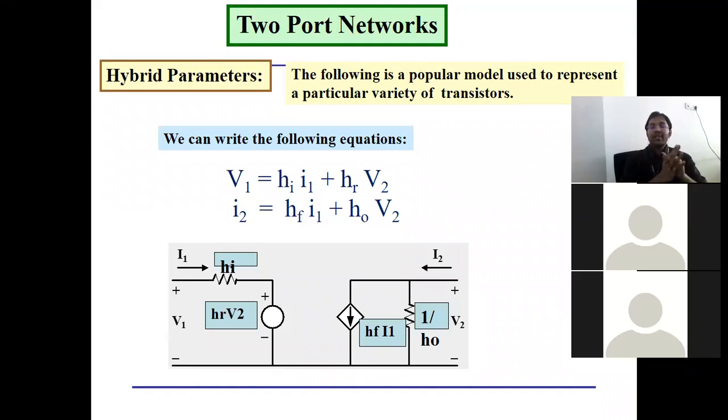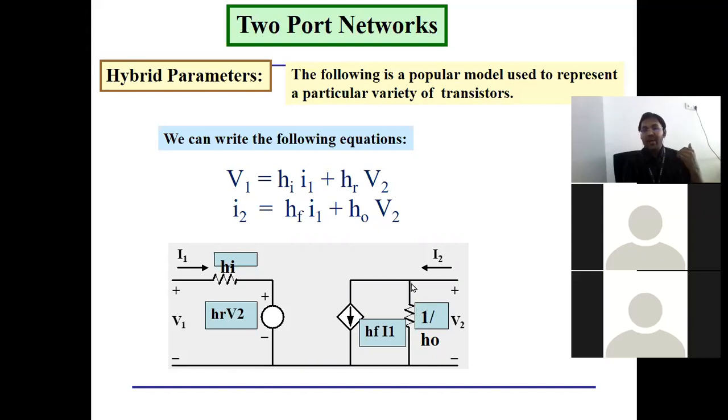What do you have at the output side? Output voltage, output current. Okay. To that we are matching the equation. Now for that, if the current in this branch has to be H0 into V2, then what should this term be? That term should be 1 by H0.